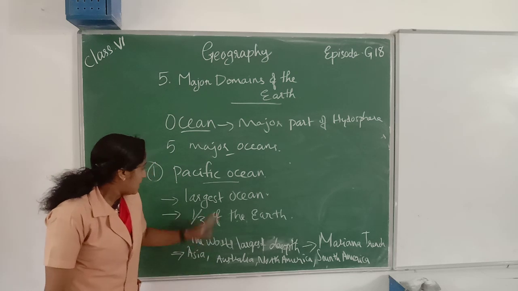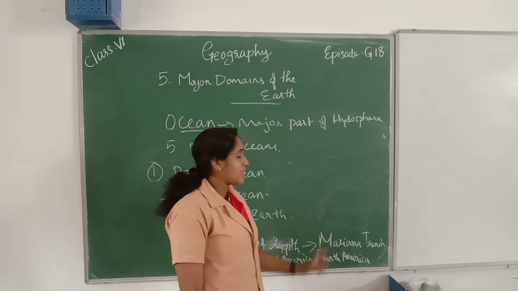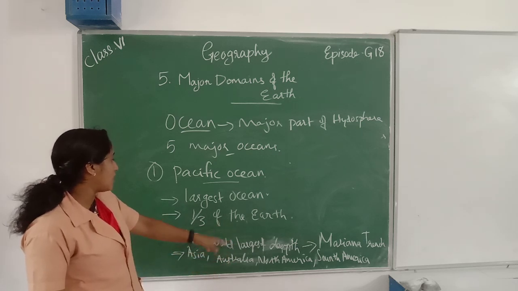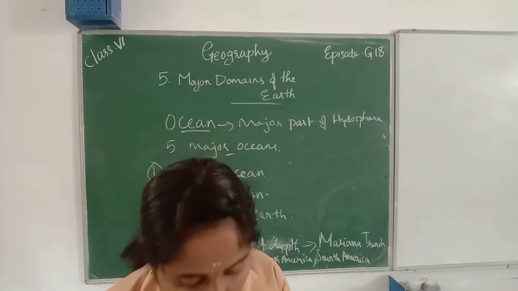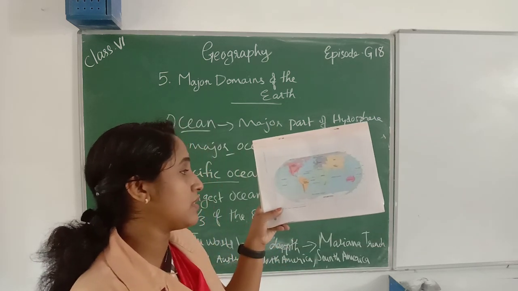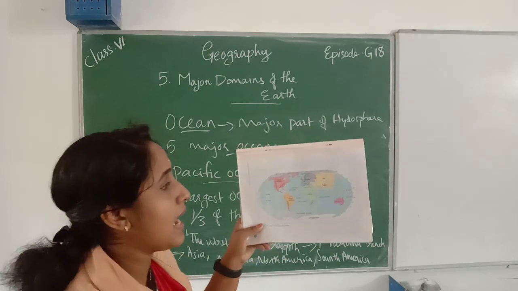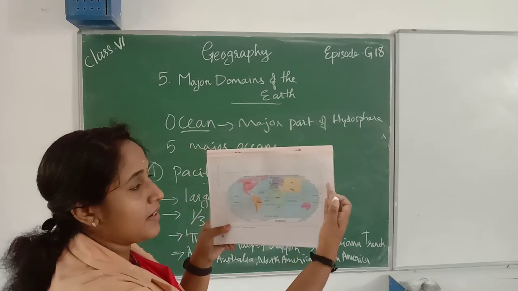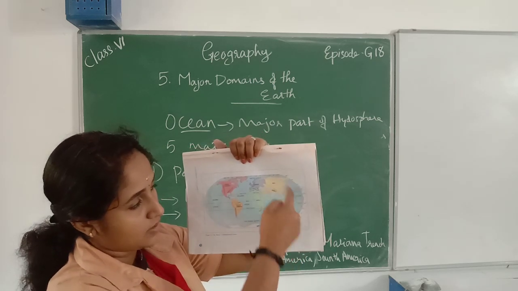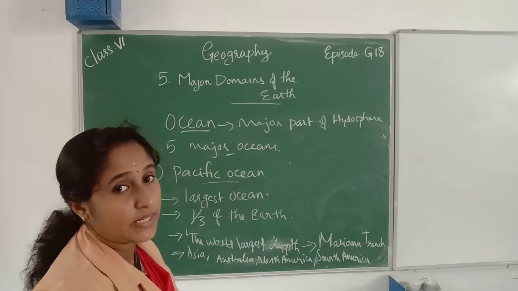Look at this. The Pacific Ocean is bounded by Asia, Australia, North America, and South America. We have 7 continents, and almost 4 continents are surrounded by the Pacific Ocean. Look at this picture. We can see that on the west side, the Pacific Ocean is surrounded by South America and North America. And on the east side, we can also find that Asia and Australia are bounded by the Pacific Ocean.